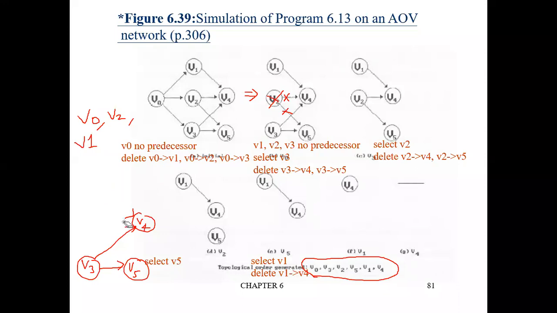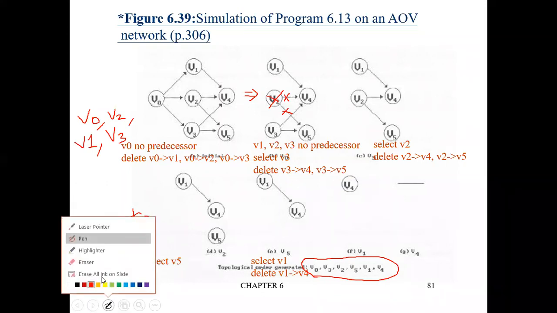Now how many vertices are there with 0 in degree? Only one. Yes, good. What is that? V3. So there is no option, we have to visit V3. After visiting V3, you have to delete the outgoing edges of V3. How many outgoing edges from V3 do we have? 2. Yes, V3 to V4 and V3 to V5. So delete these two edges and delete V3 also.